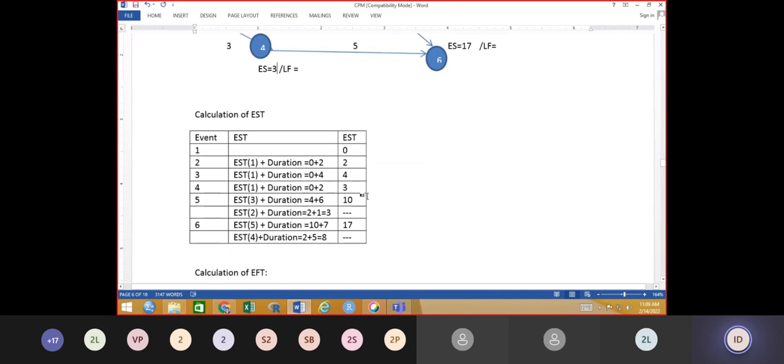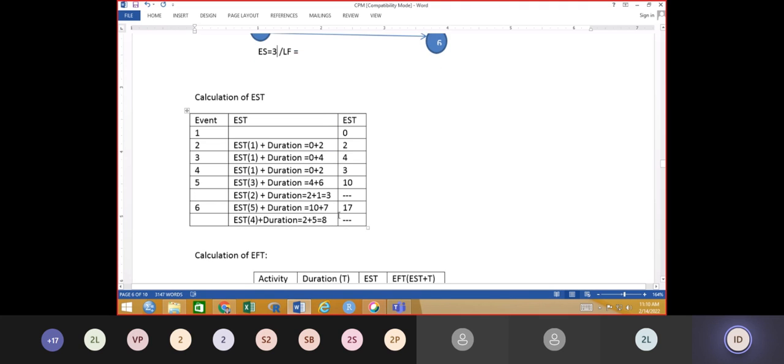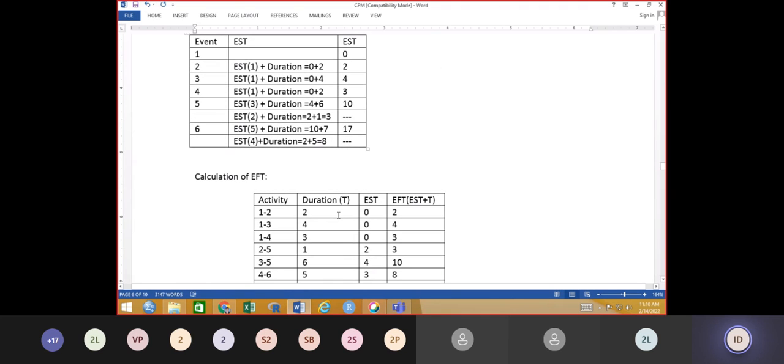The calculation is the same thing here. I have written earliest start time plus duration. Simply I put it into the formula. Now the calculation of EFT, the earliest finish time. Keep in mind the formulas. In MCQs the formulas are very important.